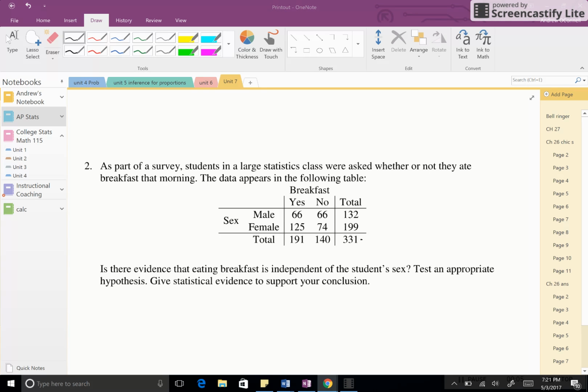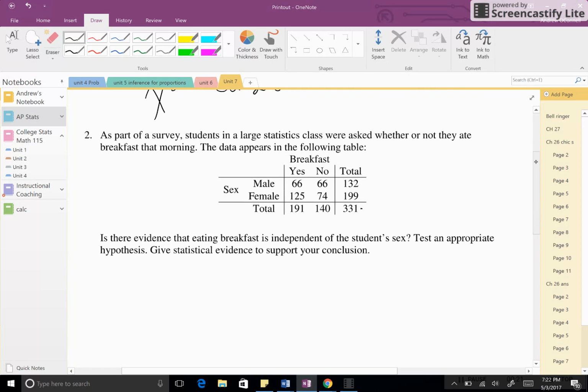This is Mr. O'Connell giving you a quick overview on one specific chi-squared distribution problem from Chapter 26. The AP Stats exam is coming up soon, and this is a pretty common one, so in case you need an extra example, here we go.